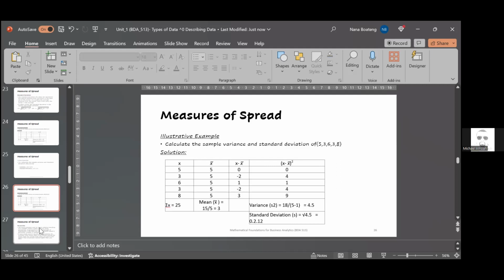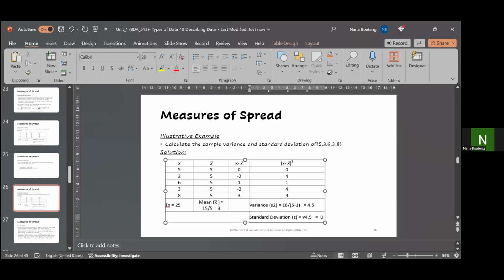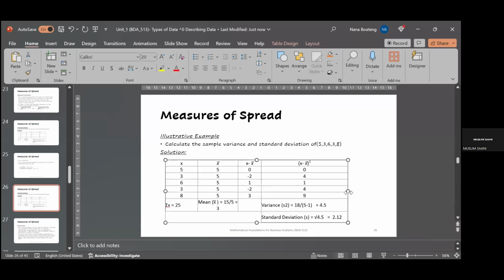Please, the standard deviation is 2.12. So the square root of 4.5 is what? Can you give it to me again? 2.12. Okay. Nana, please, and the mean too is 25 over 5, which is 5. The mean, yeah, okay. Thank you.